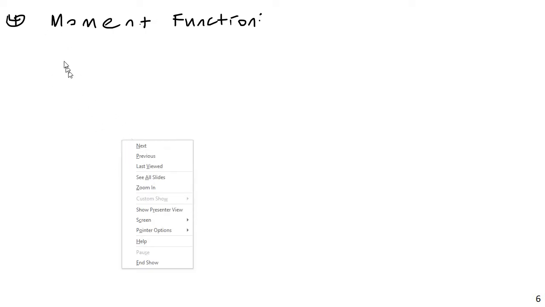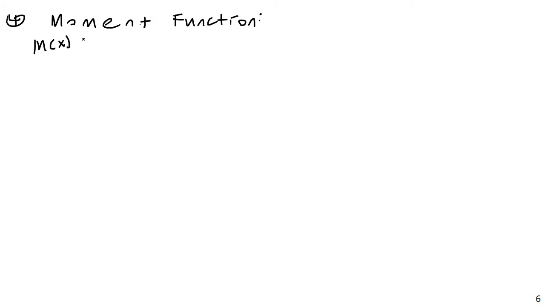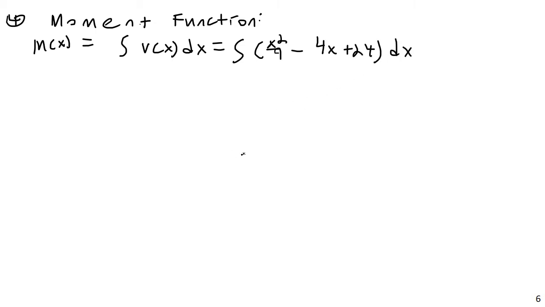And this is going to be fairly straightforward. Moment function. So M as a function of x is equal to the integral of V as a function of x dx. And this is equal to the integral of x squared over 9 minus 4x plus 24 dx. And I remember my calculus, so I know this is x cubed over 27 minus 2x squared plus 24x, yay, integrating polynomials, plus C2.